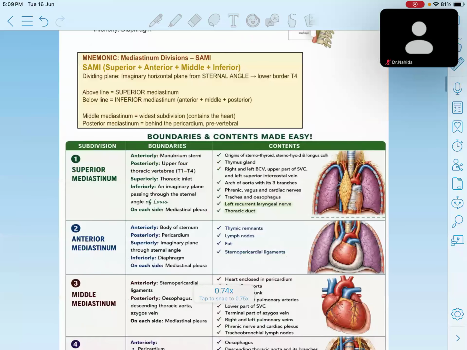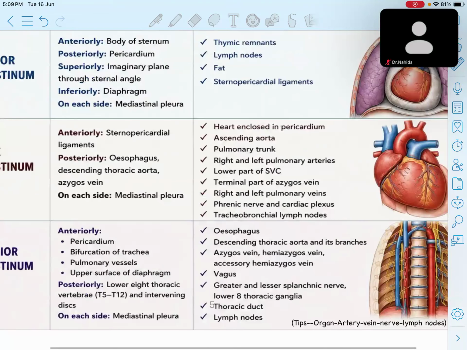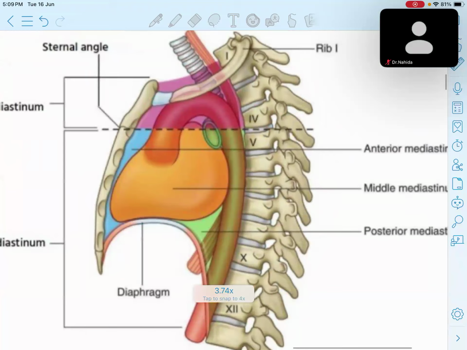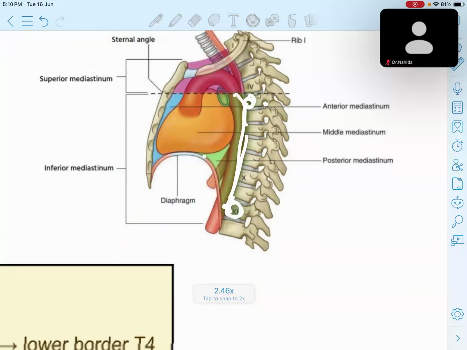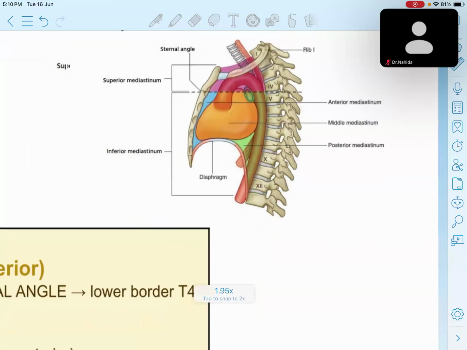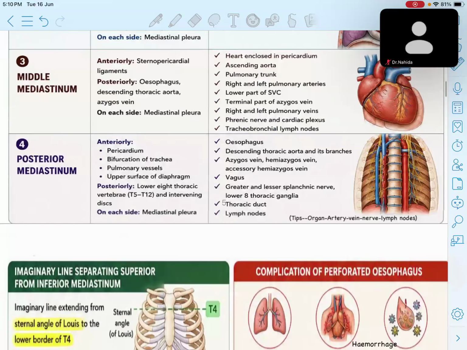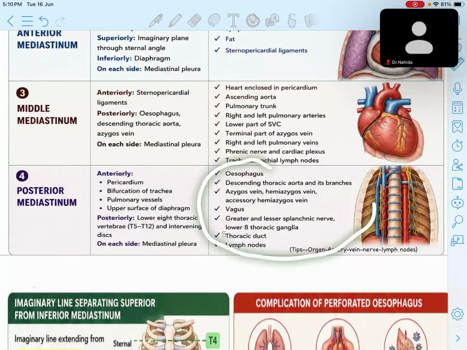Now come to the posterior boundary. Posteriorly, it is bounded by the lower 8 thoracic vertebrae, T5 to T12, and the intervening discs. This should be memorized: T5 to T12. And on each side there will be mediastinal pleura. This boundary is frequently asked in the exam. The most asked question in the exam is what the contents are.